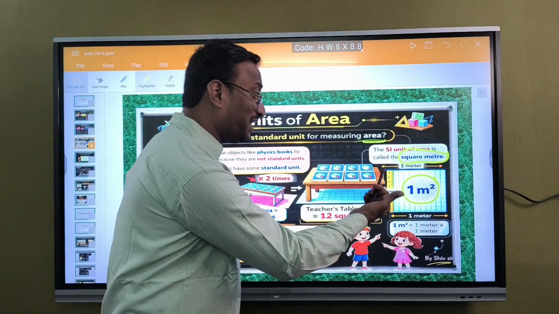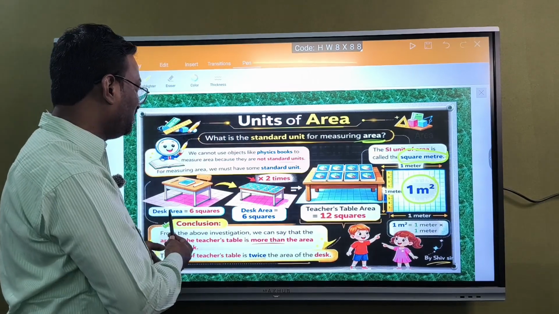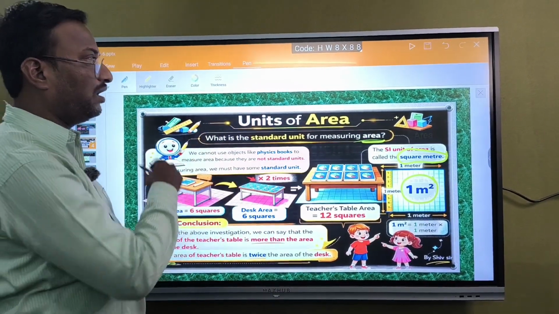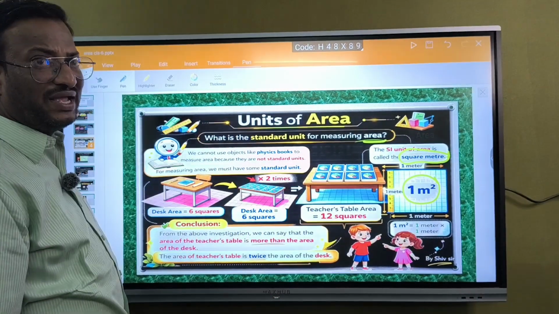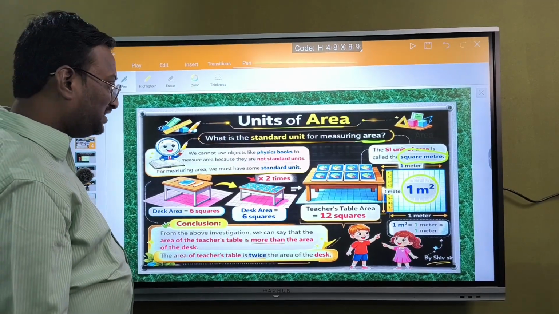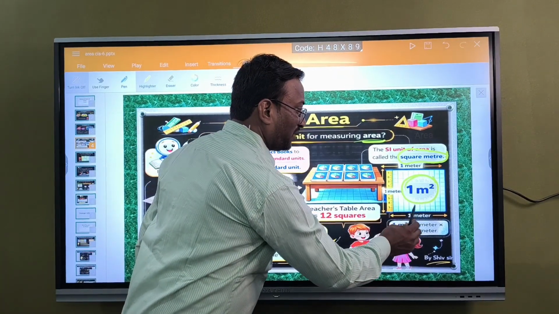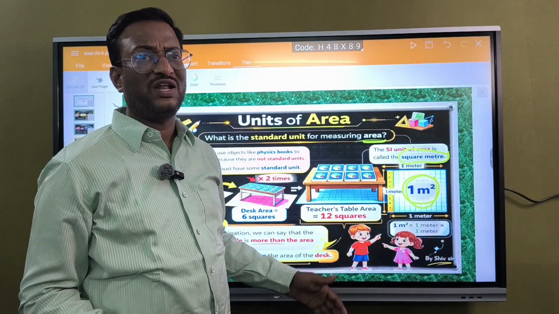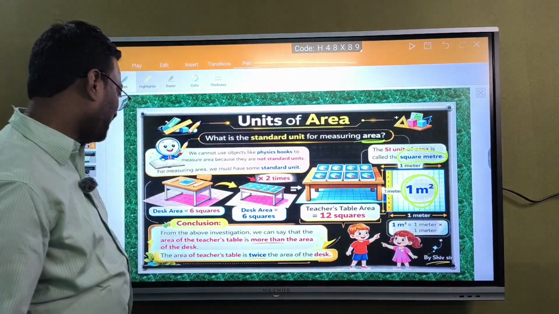What is 1 meter square? 1 meter square means the length should be 1 meter and the breadth should also be 1 meter. For example, take this IFP panel. Suppose the length of this IFP panel is 1 meter and the breadth is also 1 meter. So when the length and the breadth are equal, that is called 1 meter square. 1 square meter means the length and breadth are both 1 meter. Generally for a square they will be equal.